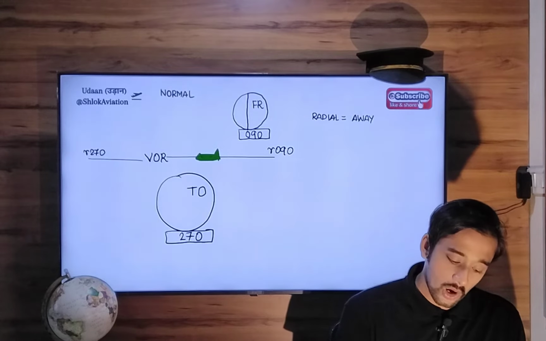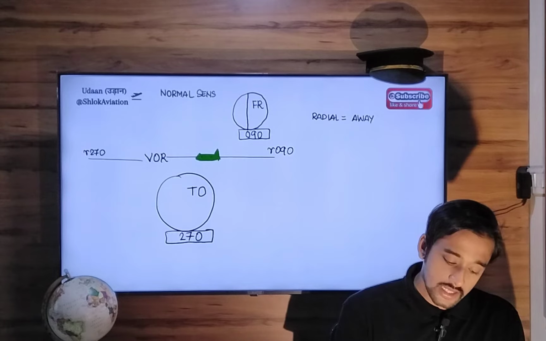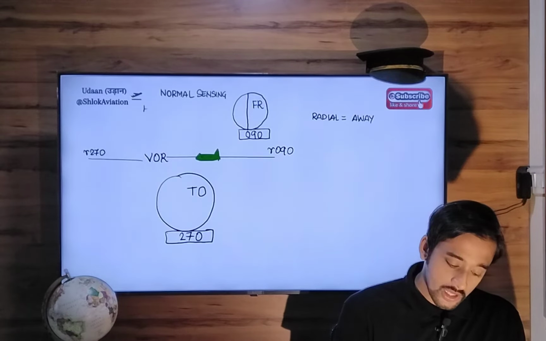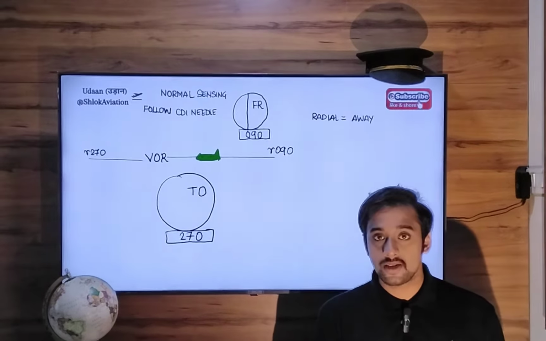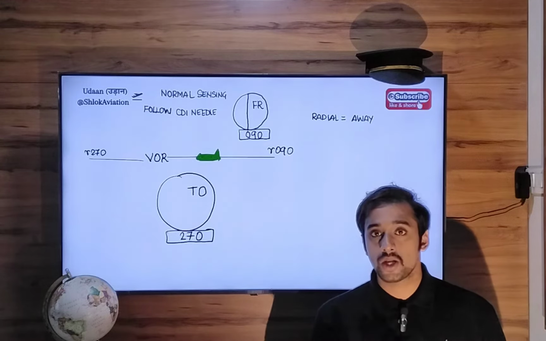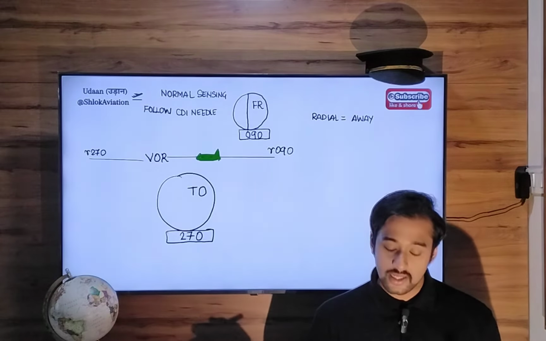Okay, this is called normal sensing. In normal sensing, you follow the direction of the CDI needle. You follow the CDI needle, right? So if the CDI needle goes to the left, you go left. If the CDI needle goes to the right, you go right. Okay, this is what happens.